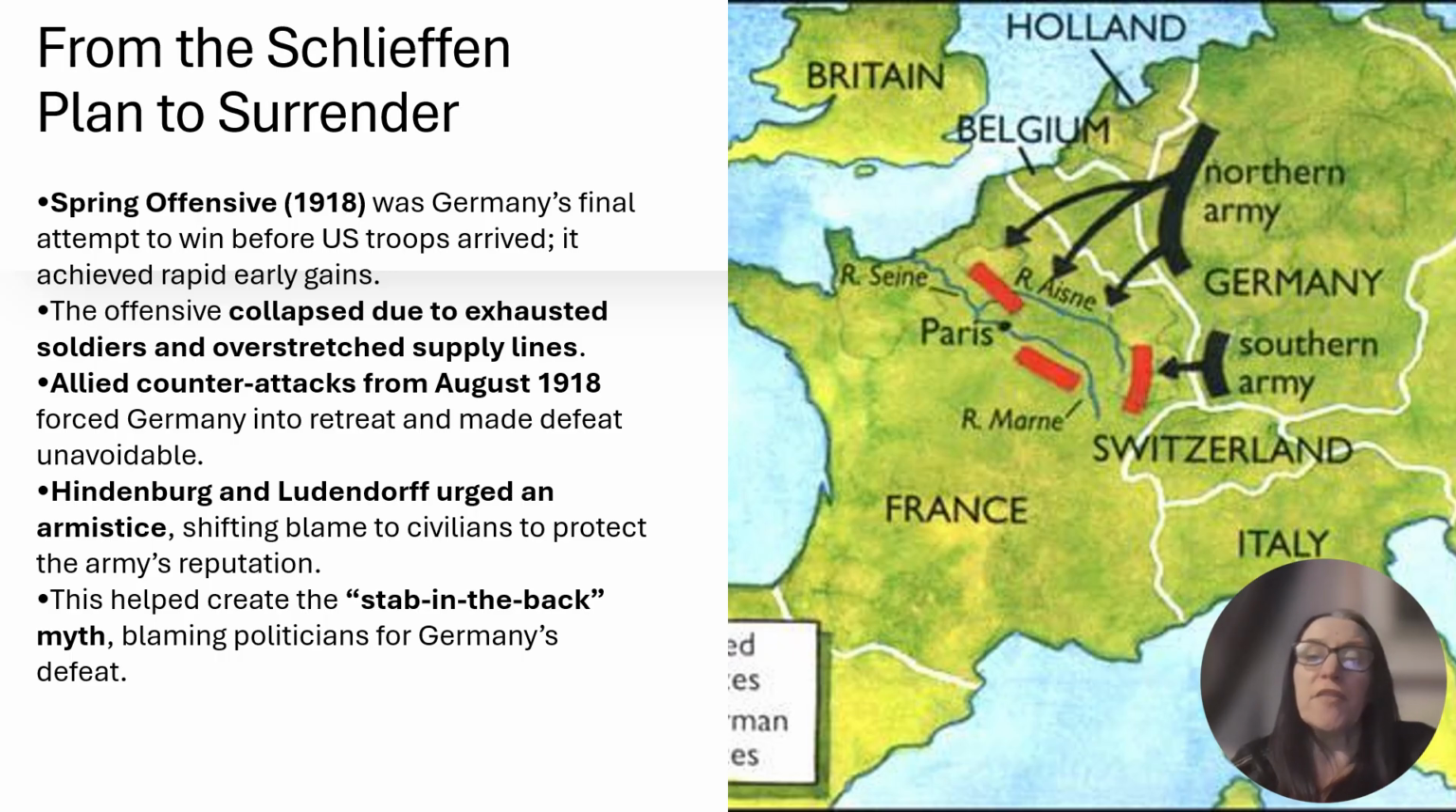And here's the bit that really matters for your exam. They did this partly to protect the army's reputation. They wanted civilians and politicians to be the ones associated with surrender and not the military. That decision, blaming civilians for defeat, directly caused the stab in the back myth. We'll come back to that in a moment, because it's one of the most important concepts in this course.